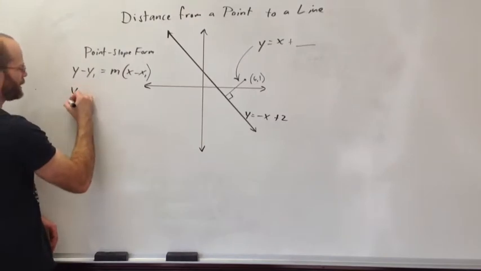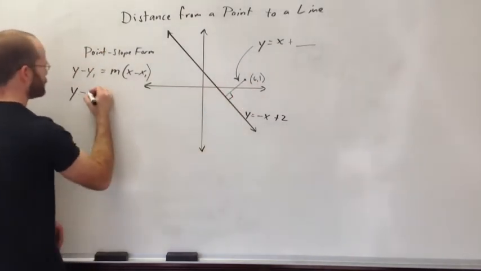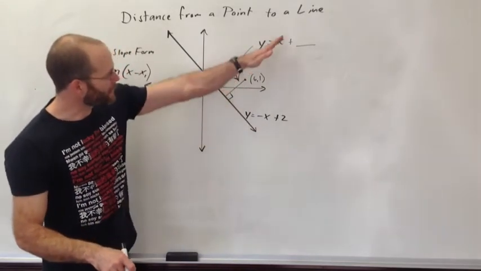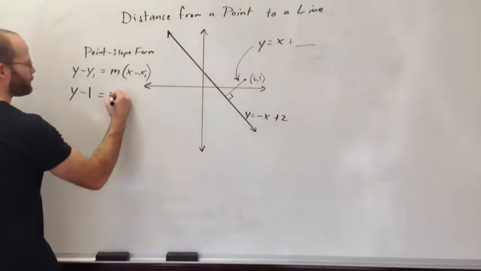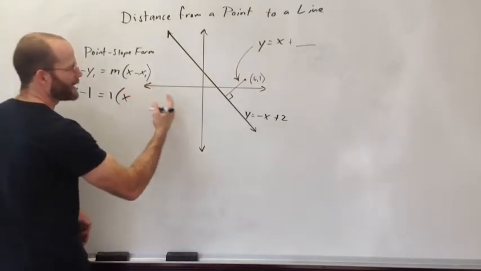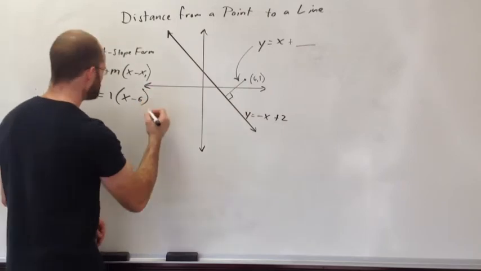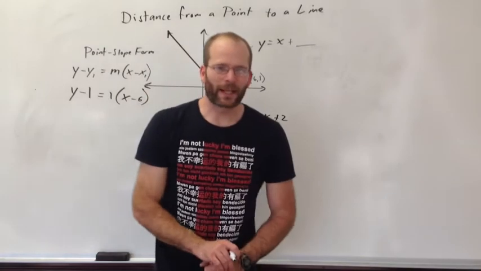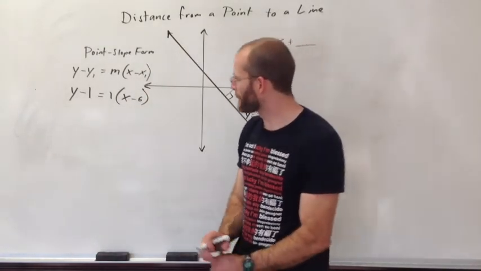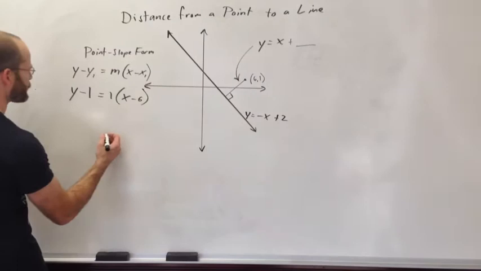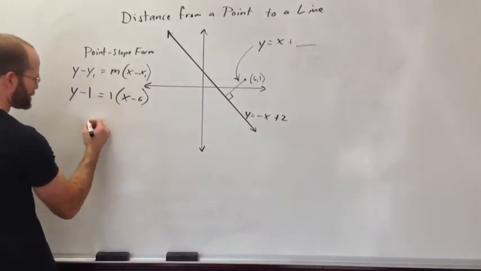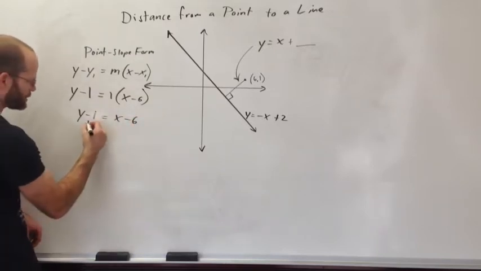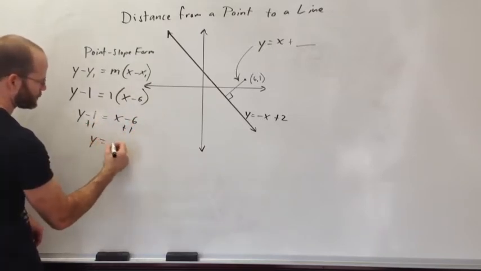So I'll say that y minus 1 equals m. M is slope, and we already said the slope of this perpendicular line is 1, times x minus x1, which is 6. So there's my equation. It's in point-slope form still. I'd like to rearrange it into slope-intercept form. We can distribute the 1, which isn't going to change anything. Y minus 1 equals x minus 6. And then add 1 to each side. Y equals x minus 5.